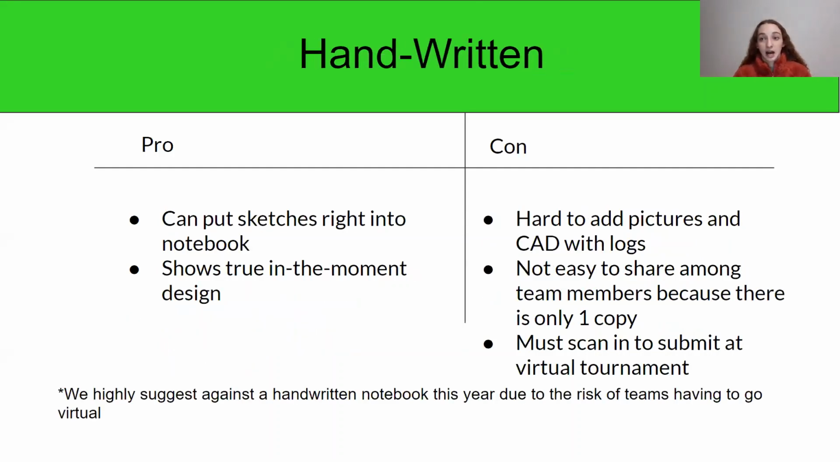So the next option is handwriting your notebook. In a handwritten notebook, you can put sketches directly into the notebook, and anything you brainstorm can be easily displayed. It enables teams to show true in-the-moment design. But the cons to handwriting the notebook is that it's hard to add pictures and CAD screenshots, and it's also not as easy to share among team members because there's only one copy. Also, you should make sure that your handwriting is legible so the judges don't have problems reading it.